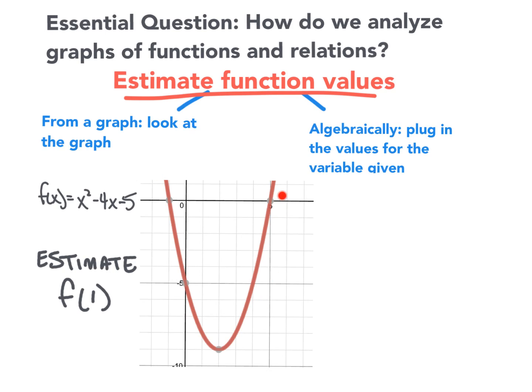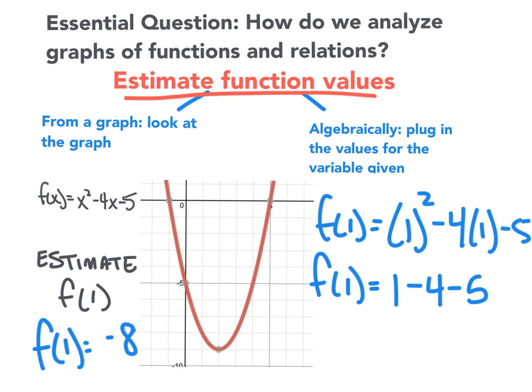So here we have a graph of f of x equals x squared minus 4x minus 5. And we're going to estimate f of 1. So that's just an x value of 1. If I were to estimate that, I'd go to x is 1, and then I'd just go down on the graph, and I'd see that that is negative 6, 7, 8. So my guess from the graph is that f of 1 equals negative 8. So let's verify that algebraically. F of 1, we're just going to replace all the values with 1, and we'll end up in the same position. F of 1 equals negative 8. So that's just estimating function values.